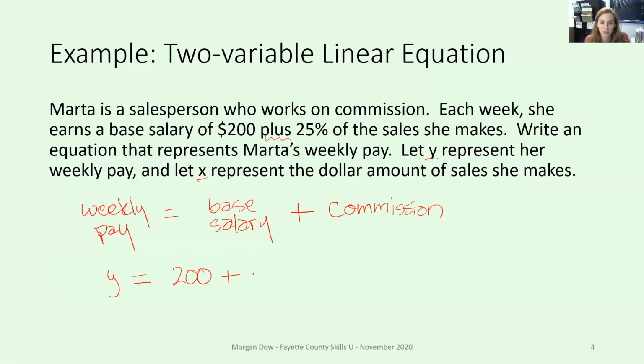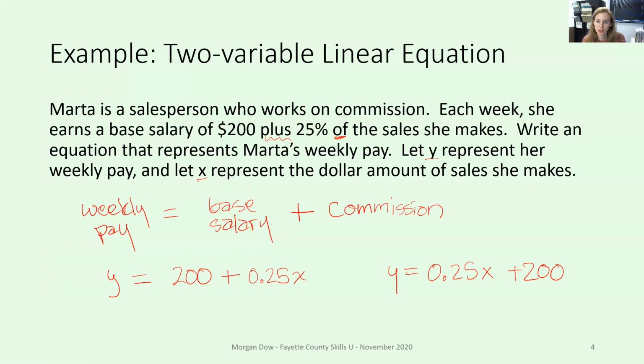So typically what we would do is take that 25% and write it as a decimal, 0.25. When we're talking about a percent of something, that's multiplication. So 25% of the sales would be 0.25 times x. And there's our equation. We could also have written it this way. So y equals 200. No, that's not what I meant to do. I meant to do it the other way. y equals 0.25x plus 200. Same thing either way.